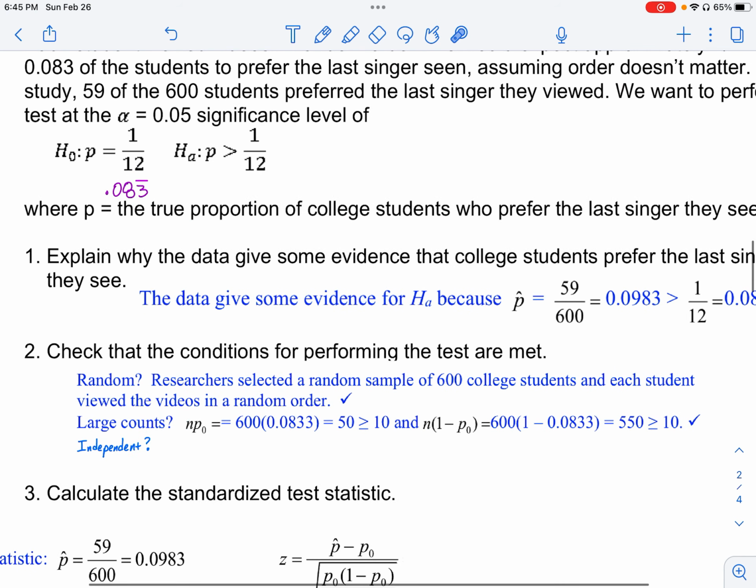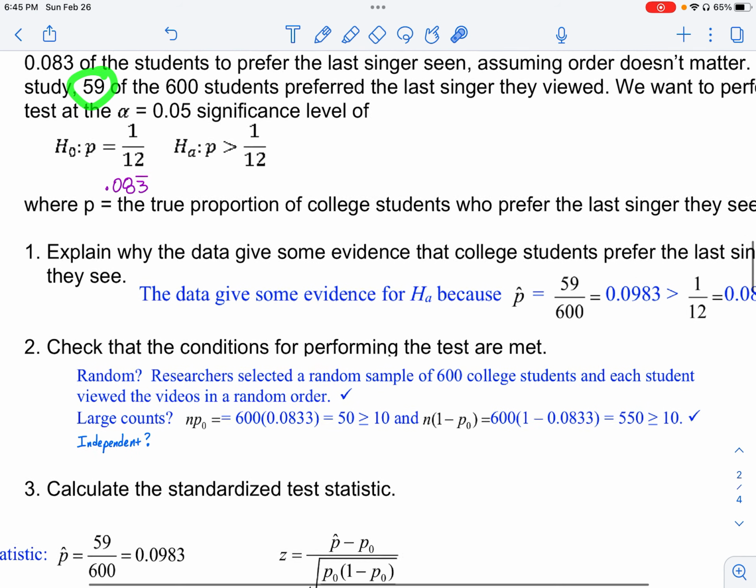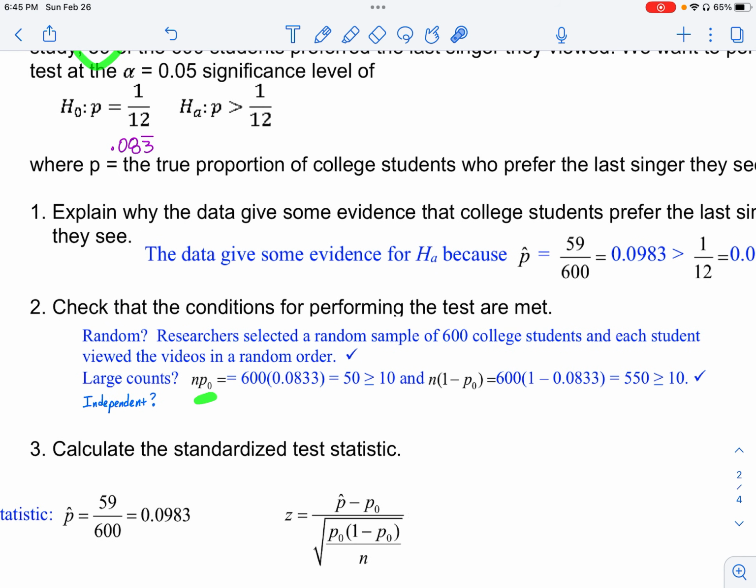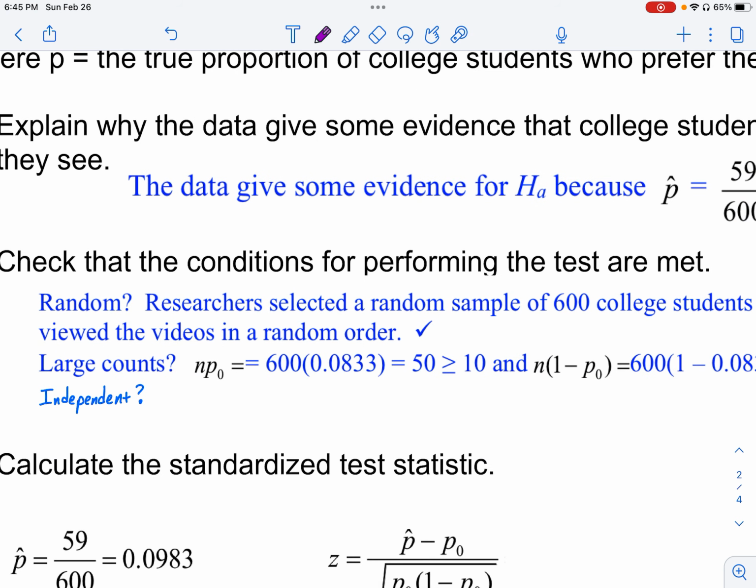That would be a common mistake. A lot of kids say, oh, look, there's my successes, but it's not. It has to be based on the null hypothesis. Likewise, then this over here would be 1 minus 0.0833. So 50 successes and 550 failures, so to speak. But they're both greater than 10. So we're good. Independent, you could just state that each college student's preference is independent.